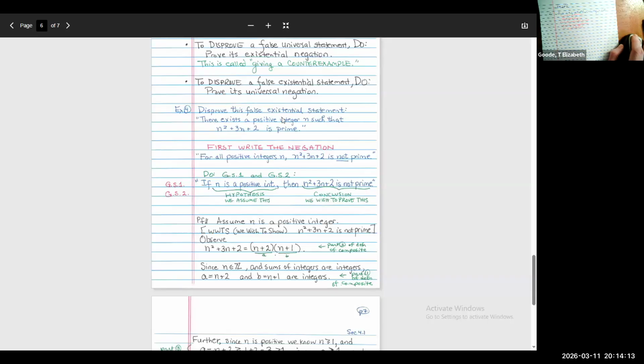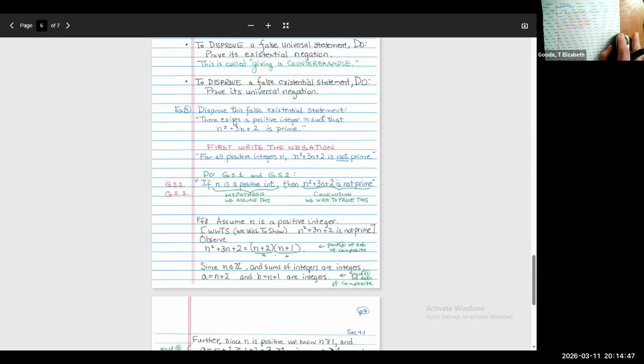So the statement, can you read the statement here? Can you see it? Yeah. Why don't you read this false statement? It says there exists a positive integer n such that n squared plus 3n plus 2 is prime. Great. So if we're going to disprove it, we know we need to see the negation because we're going to be proving the negation. All that practice with negating quantified statements is being used now.